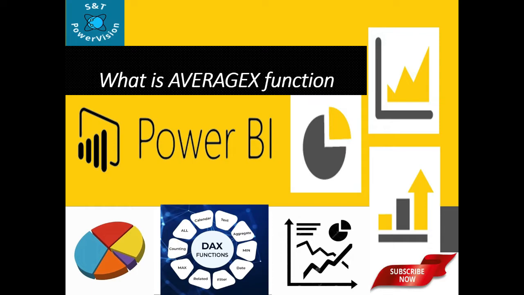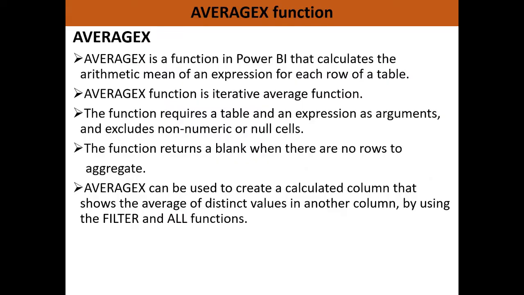In this video, learn about the AVERAGEX function. So first, before going into detail, we'll see what the AVERAGEX function is. AVERAGEX is a Power BI function that calculates the arithmetic mean of an expression for each row of a table. Basically, it is an iterative average function. This function requires a table and an expression as arguments and excludes non-numeric or null cells. The function returns a blank when there are no rows to aggregate.